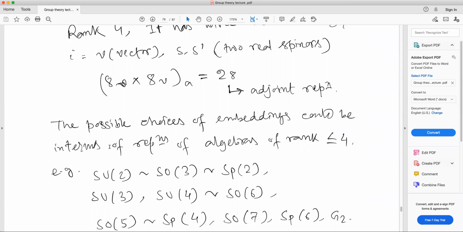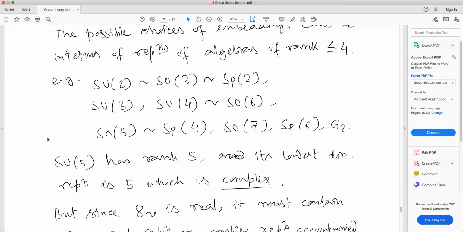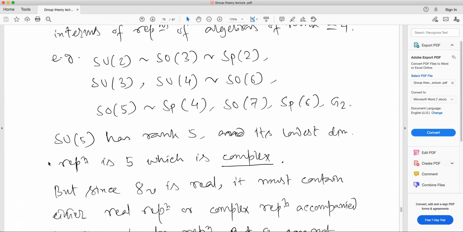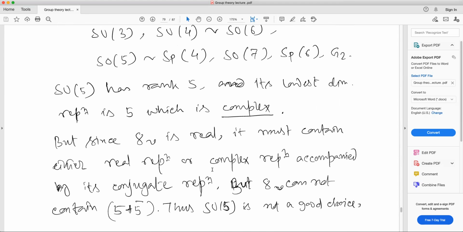Possible choices of embeddings could be in terms of the representations of algebras of rank less than or equal to 4. So what are the possible algebras? SU2, SO3 or SP2, or SU3, SU4, which is homomorphic to SO6, or SO5, homomorphic to SP4, where SP is the symplectic group, and then you have SO7, SP6, and G2. So these are the possible ones. You might be wondering why not SU5? SU5 also has rank 4. This is a mistake here. This is rank 4, so the condition is satisfied: less than or equal to 4.